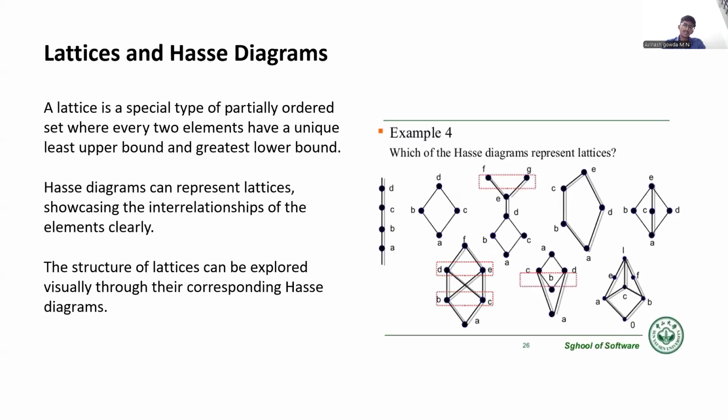Lattices and Hasse diagrams. A lattice is a special type of partially ordered set where every two elements have a unique least upper bound and greatest lower bound. Hasse diagrams can represent lattices, showcasing the interrelationships of the elements clearly. Through the diagram, you can understand what the Hasse diagram represents as lattices. The structure of lattices can be explored visually through their corresponding Hasse diagrams.